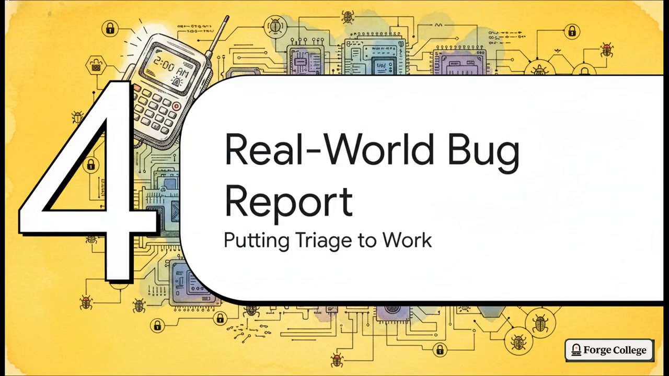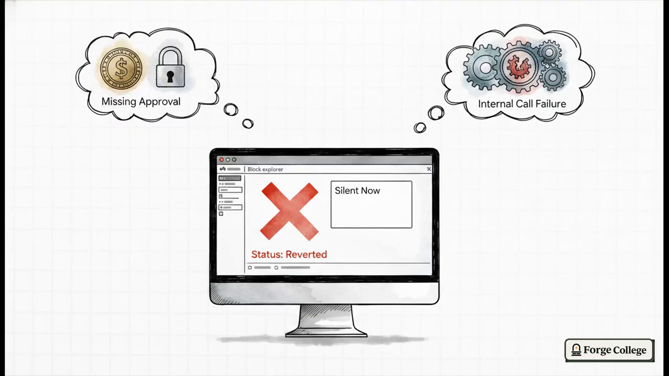Section 4, the real-world bug report, putting triage into practice. Okay, theories and tables are great, but how does this actually save you time when your pager goes off at 2 a.m.? Imagine you receive this exact bug report in the wild. A user is trying to execute a transferFrom function, but the transaction reverts completely silently on the block explorer. No error message, just a sad, failed transaction hash.